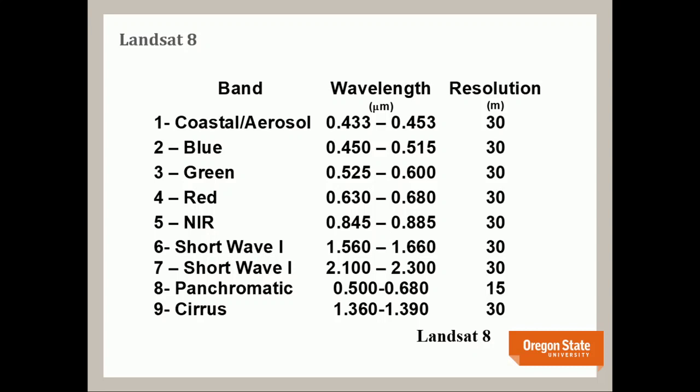Wavelength and the resolution. Coastal aerosol wavelength is 0.433 to 0.453 and resolution is 30 meters. Only the panchromatic band has 15-meter resolution, while all other bands have 30-meter resolution, while the wavelength variation is from 1.360 to 1.39 and 0.43 to 0.53 micrometer.